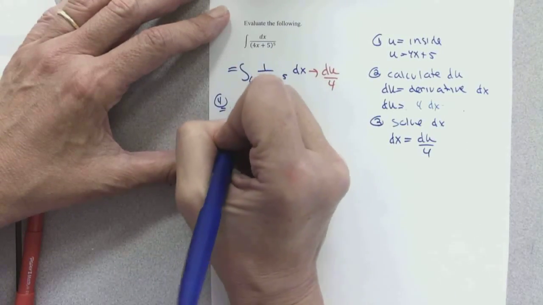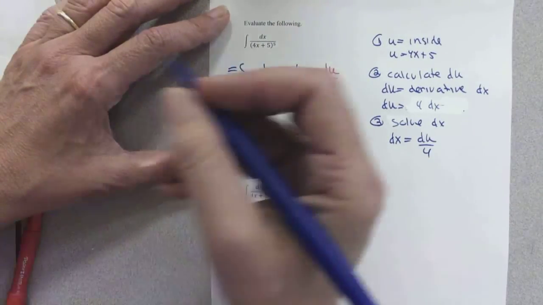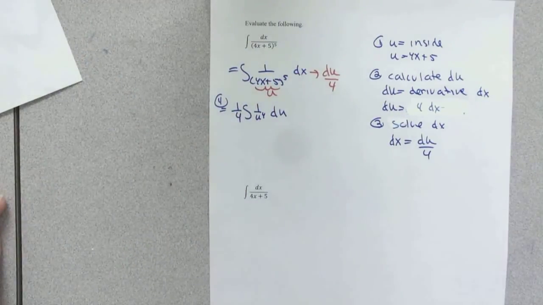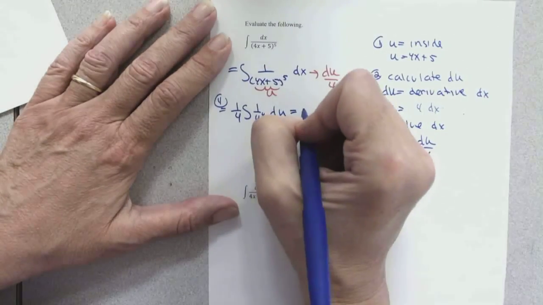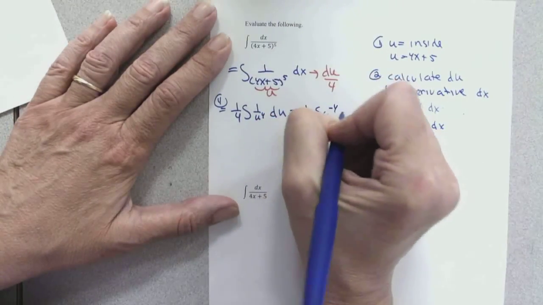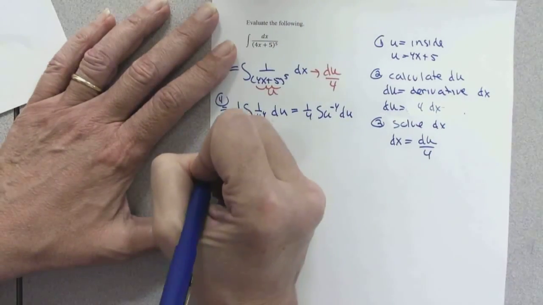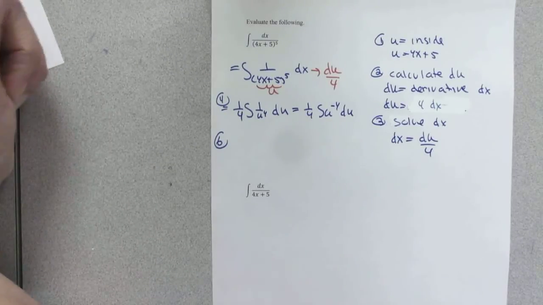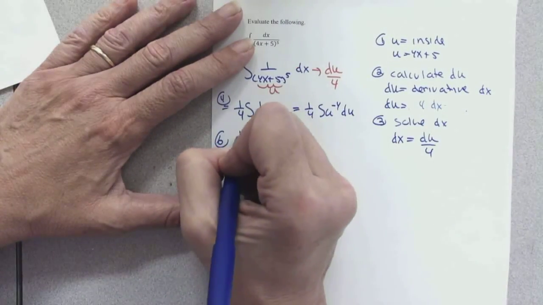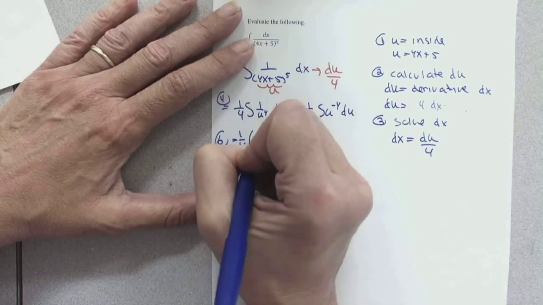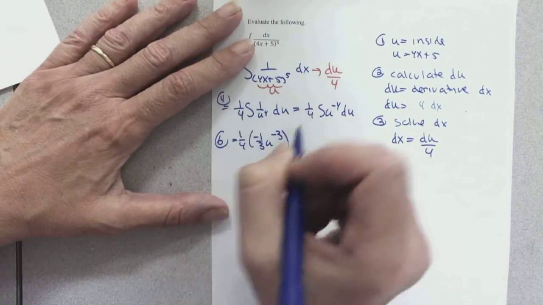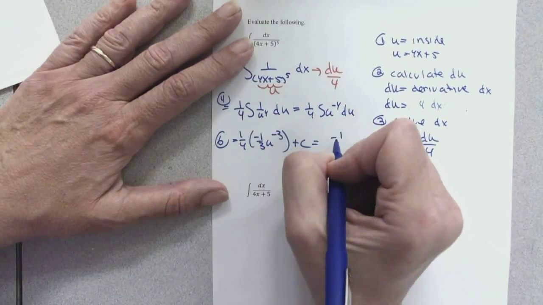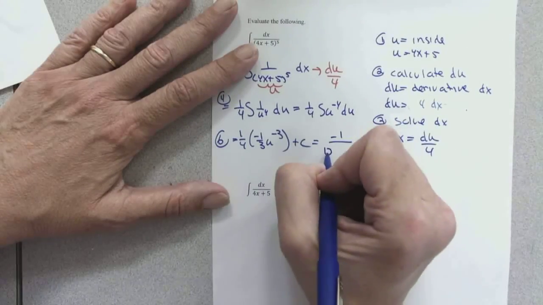So step 4, that 1/4 can come all the way out in front. Then I've got 1 over 4, 1 over u to the 4th du, which I will remember is u to the negative 4 du. Step 5, still not necessary. I don't have room to write that, so I'll just tell you step 5, still not necessary. Then increase the exponent by 1, multiply by the reciprocal of the new exponent. And so that's going to be negative 1 over 12.